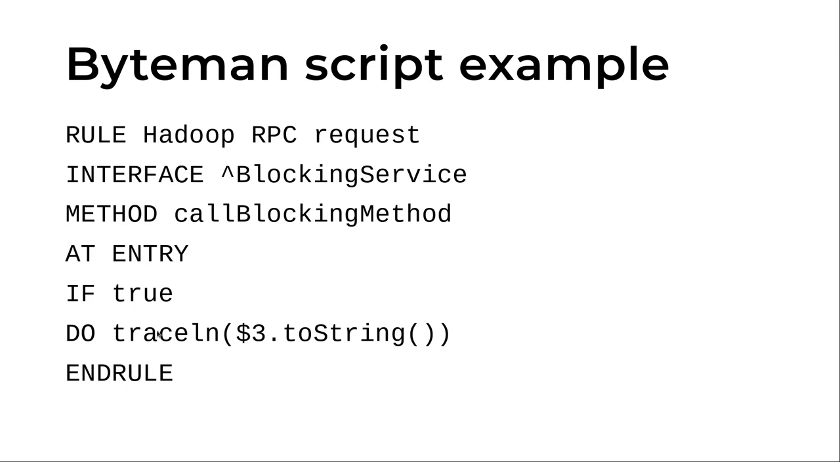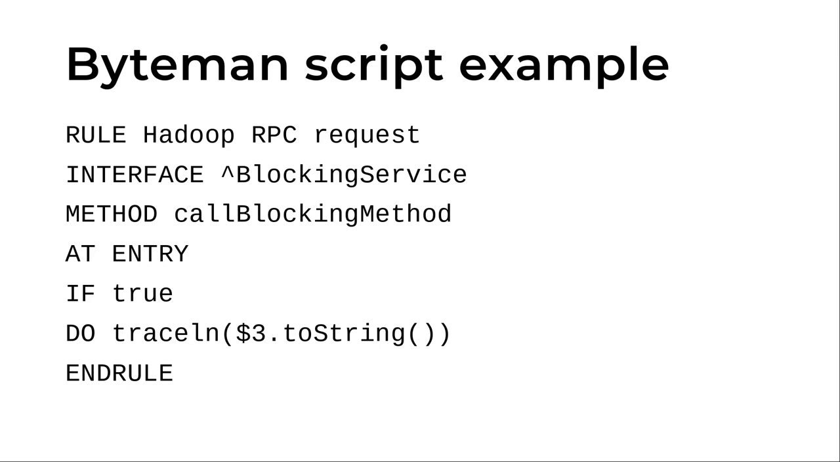This is the most important line. The trace line is an internal Byteman function, but you can use System.out.println. You can call other Java classes from the classpath. You can do anything, and the rule ends here. So that is Byteman, and let's try to use it in a real Ozone cluster.